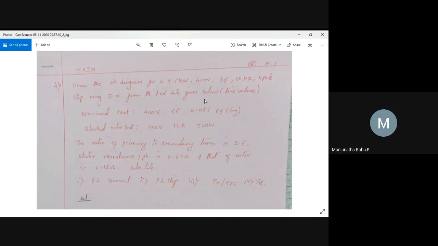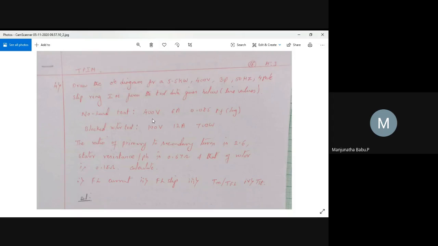So now with respect to this, you can observe the data. This is the last numerical, on a slip ring induction motor. Draw the circle diagram for a 5.5 kilowatt, 400 volts, 3-phase, 50 hertz, 4-pole slip ring induction motor from the test data given below. All the values are line values.